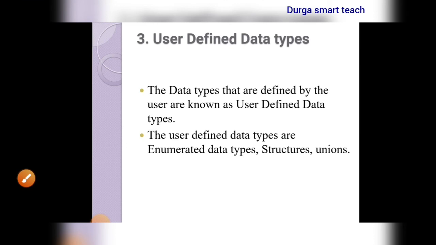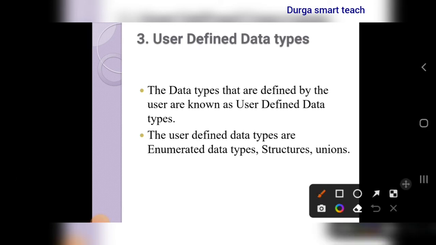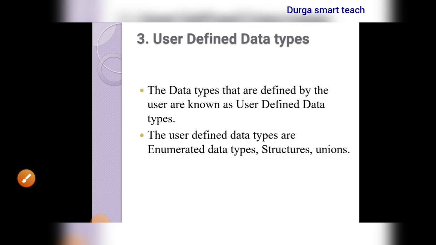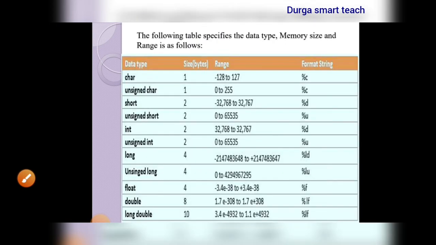Next, the third one. First one is numeric, second one is non-numeric and the third one is user defined data type. User defined data types are defined by the user. The user defined data types are enumerated data types, structures and unions. These are the types of user defined data types. I will discuss all these types later.